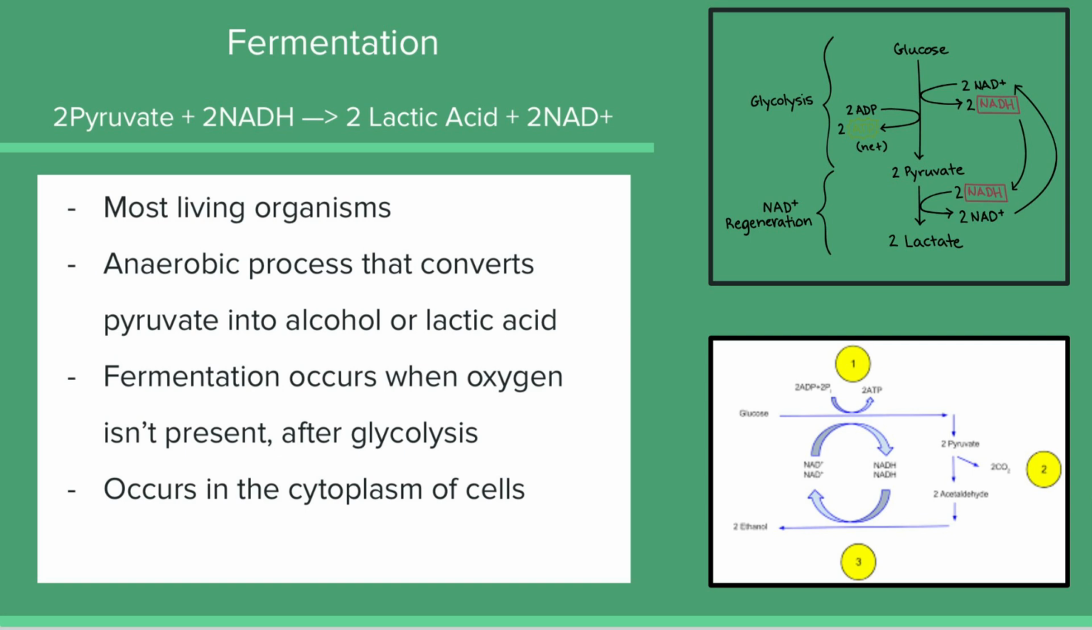Fermentation is a quicker process than aerobic respiration, but it does not yield very much ATP. The inputs are glucose, 2 ADP, and 2 inorganic phosphate. Glucose is in the form of pyruvate previously broken down in glycolysis. The final outputs are lactic acid and 2 ATP.